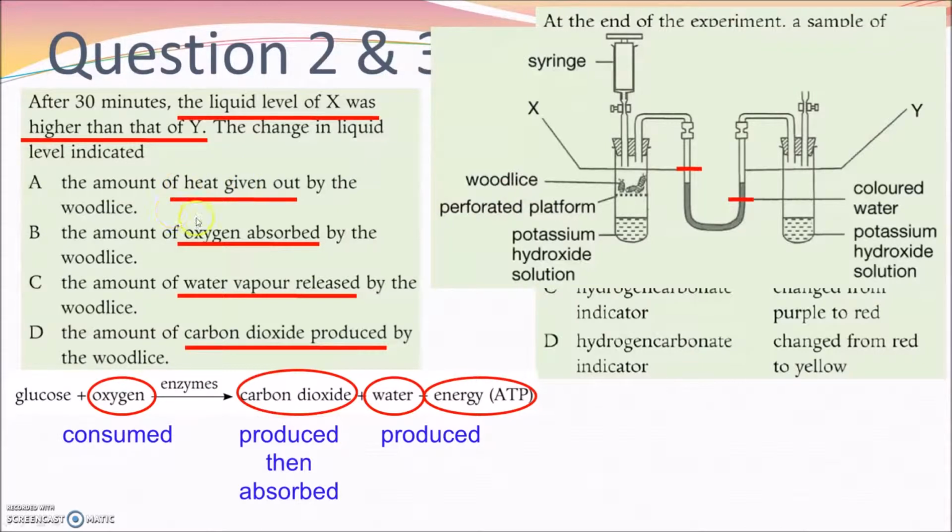So what will be the possible reason? The amount of heat given out, oxygen absorbed, water vapor released, and carbon dioxide produced? According to the reaction, you know that oxygen is consumed, absorbed, and carbon dioxide is produced, but remember that the potassium hydroxide will absorb the carbon dioxide, and then water is released and energy is released, maybe in ATP form and in heat form. But remember that for the whole question, we are talking about the air volume and air pressure. So I think you can get the correct answer.